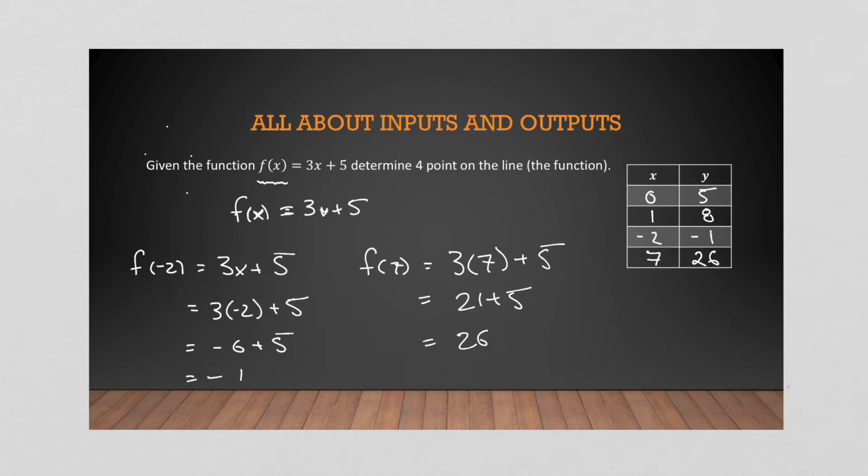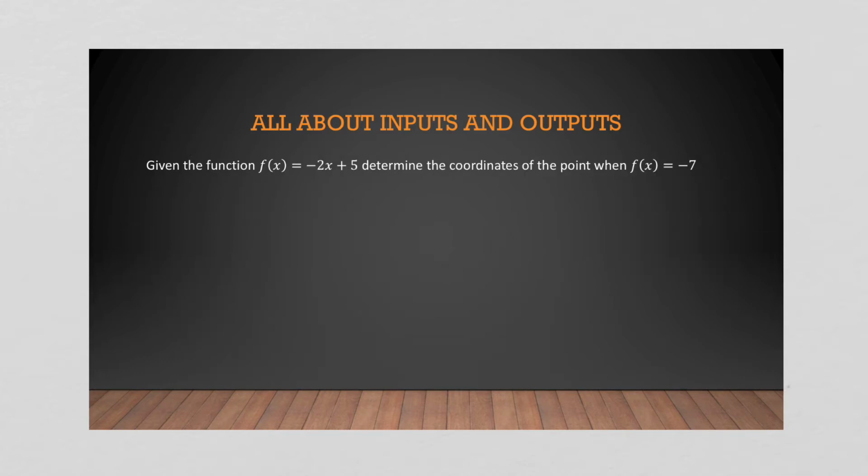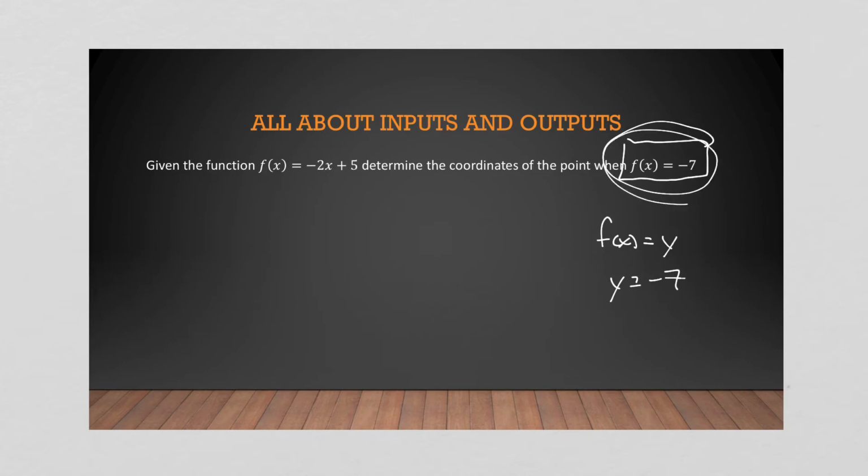And remember, those are all points we can find on our grid. So in this question now, you can see, what about when f of x equals negative 7? Well, that's the same as saying f of x equals y. Well, then y equals negative 7. So if you have this scenario when f of x equals something, you sub it in right there for f of x. So that is our output, right? We get negative 7 equals negative 2x plus 5.